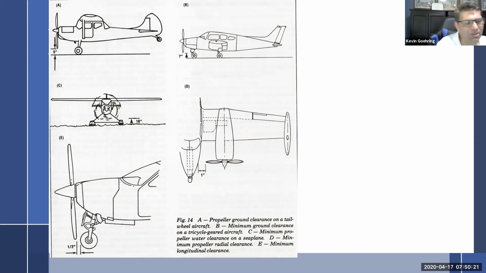And to me, it just always felt like the airplane was going to nose over and smack the prop, and I was going to do a prop strike. So I was terrible at wheel landings because I was terrified of ruining the prop. So now you know my weakness.